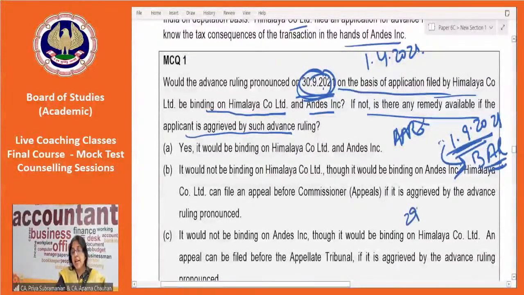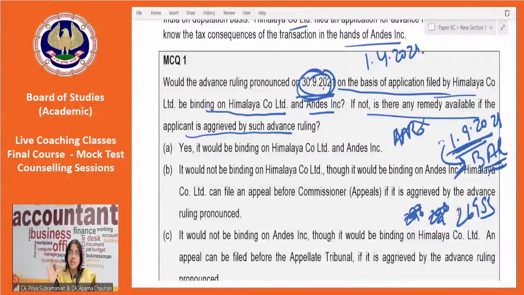This 269SS earlier used to provide that the advance ruling is binding on the applicant, it's binding on the transaction, it's binding on the principal commissioner and the subordinate authorities, all these things. But this 269SS is not applicable in the BAR regime. This provision is no longer applicable. So, the advance ruling pronounced is not binding on the applicant. It's neither binding on Himalaya Limited nor Andes Limited.